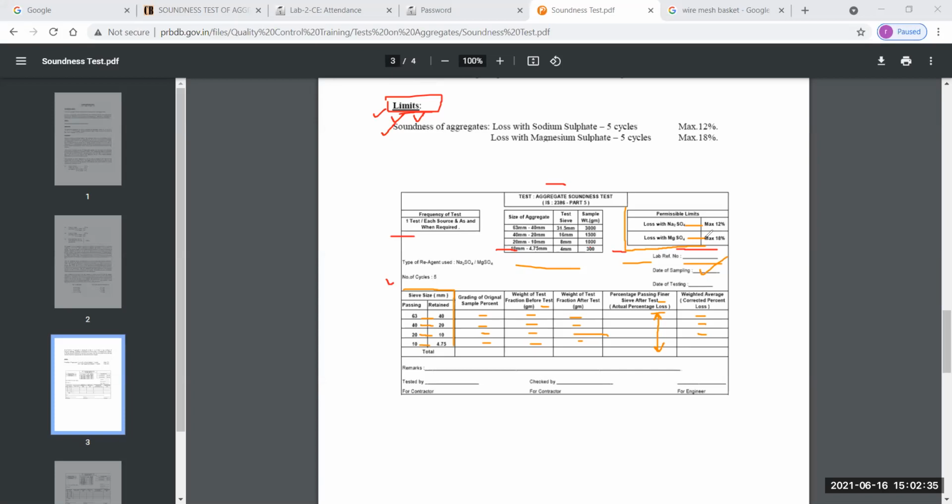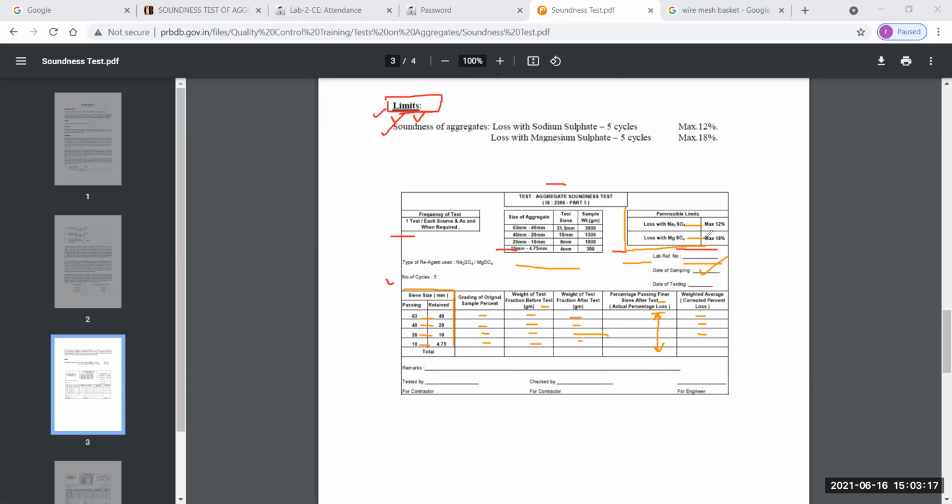Next question they ask: which of the following chemicals will be used to perform the soundness test of aggregate? They give option A, sodium chloride and magnesium sulfate. Option B, magnesium chloride. Option C, sodium sulfate and magnesium sulfate. Option D, none of these. So what is the right answer? Option C. Generally we use magnesium sulfate and sodium sulfate to check the soundness of an aggregate.